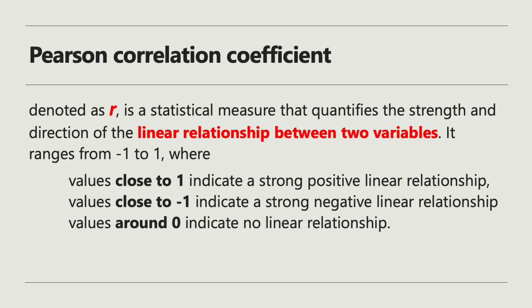The Pearson correlation coefficient measures strength and direction of the linear relationship between two variables. It ranges from -1 to +1. Close to 1 means strong positive relationship. Close to -1 means strong negative relationship. And 0 means no linear relationship.